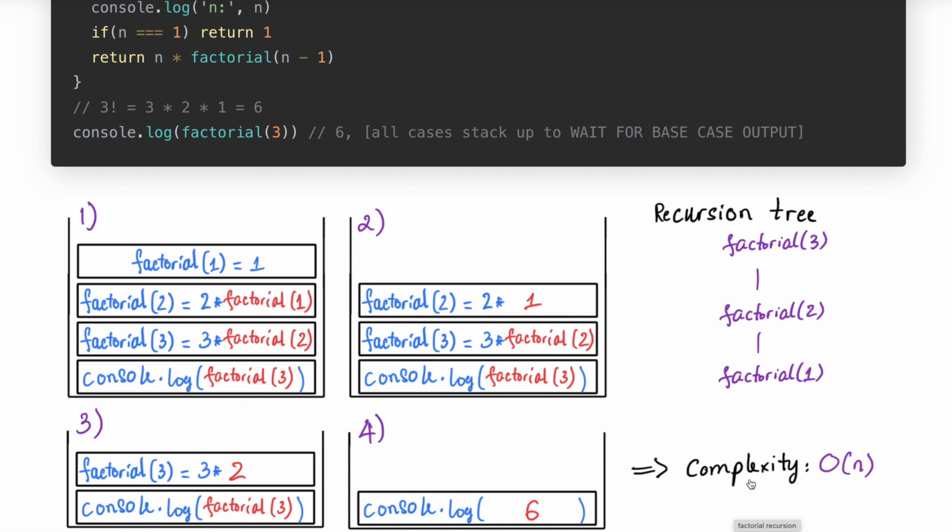To calculate the complexity of recursion functions, usually we can draw out a recursion tree. Like this one, factorial 3 is going to call factorial 2 and factorial 2 is going to call factorial 1. And we can see the pattern with the tree and generalize it. The tree is going to grow linearly with the input n. So the time complexity of this recursion function is O(n).